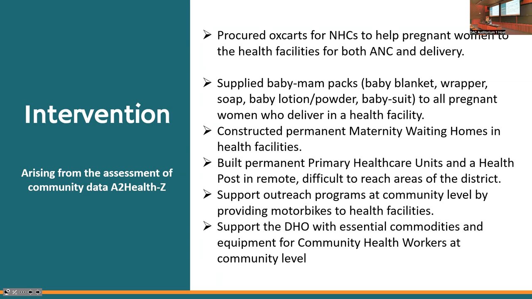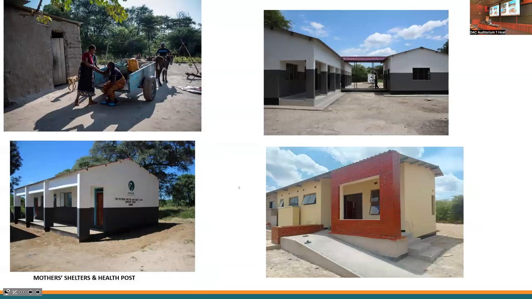They will conduct immunizations there, they will conduct antenatal care there, they will conduct postnatal care on a monthly basis. Then they will go back to the facility. The other thing that we do is support the district health office with essential commodities and equipment for community health care workers who operate at community level. So these are some of the structures that we build. In the top corner there is a structure which looks like a small house, but that's what used to be a maternity waiting home at one of our health facilities where we built the permanent mother's shelters.